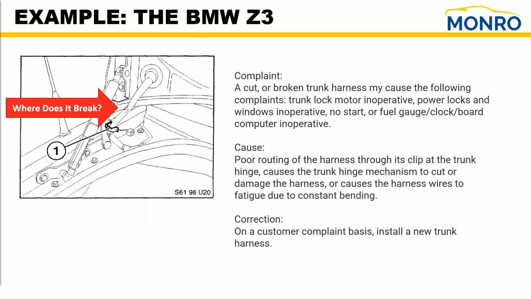It was routed right into the harness and clipped at the trunk. The hinge opens and closes, and then next thing you know, what happens? There's an open in the circuit. What's the correction? It's simple. Install a new trunk harness. And where did it happen? Right there where there's movement.